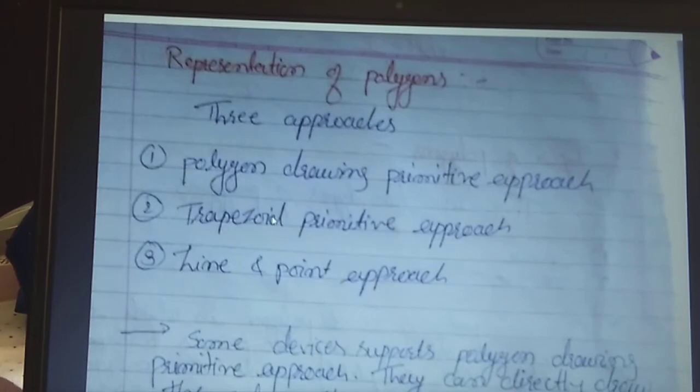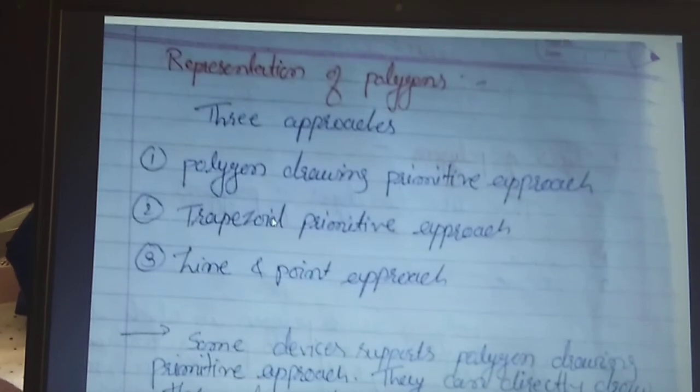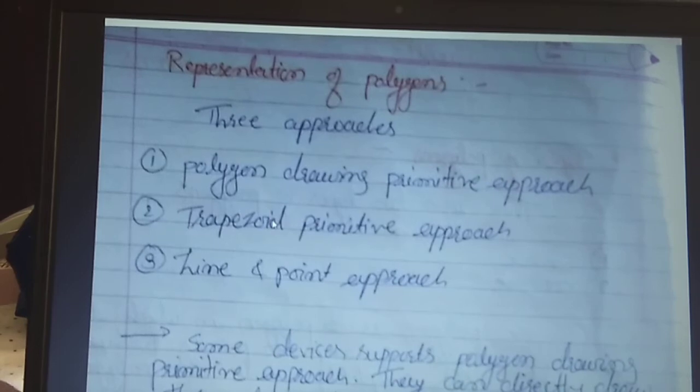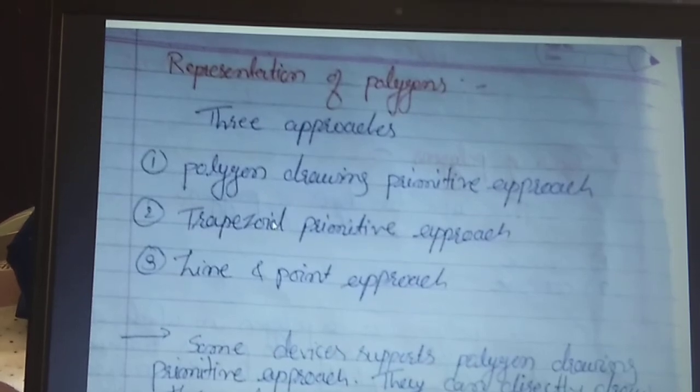So we'll go for the next part, that is polygon representation. Now what is polygon representation? We have different ways of representing the polygon. When we are going to use the polygon in our graphic system, first we have to decide how to represent the polygon. Some graphic devices give permission to directly image polygon shapes. In that case a polygon acts as a whole unit.